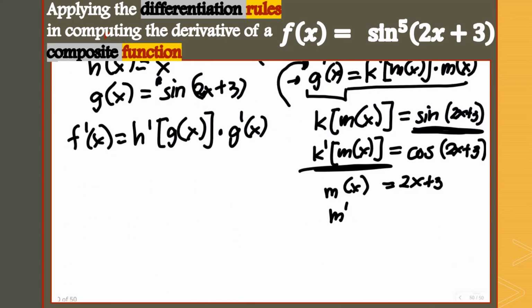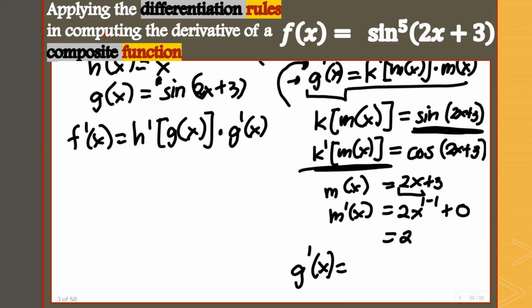So your m prime of x, using the rule for sum and then a constant multiple, you have 2x to the power of 1 minus 1, plus the derivative of a constant 3 is 0. This is 2 times x to the power of 0, or just equal to 2, because that's just equal to 1. Now that we have completed this, we now have g prime of x, which is the product of the two.